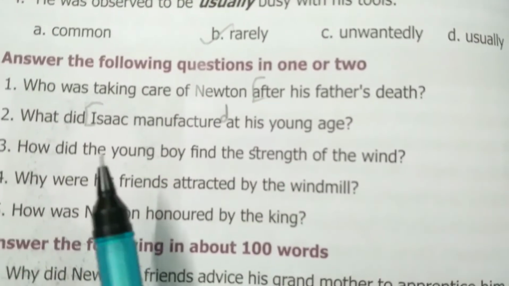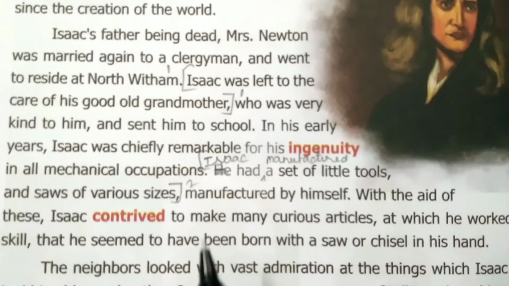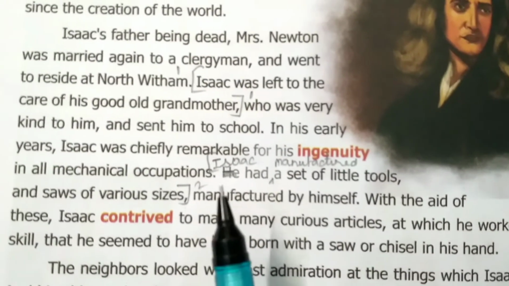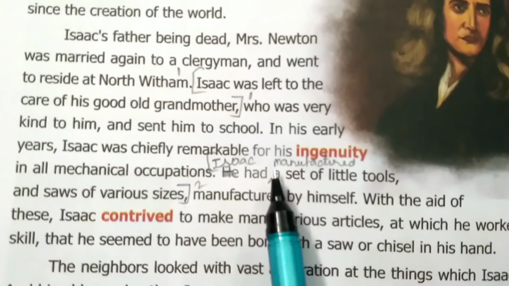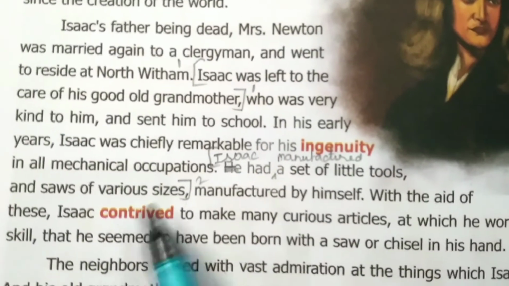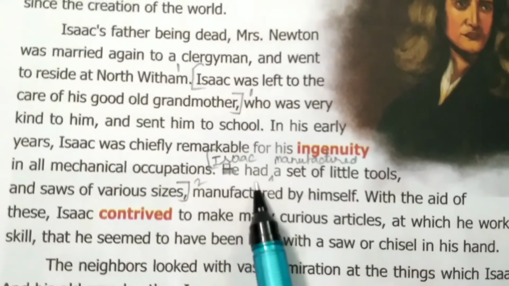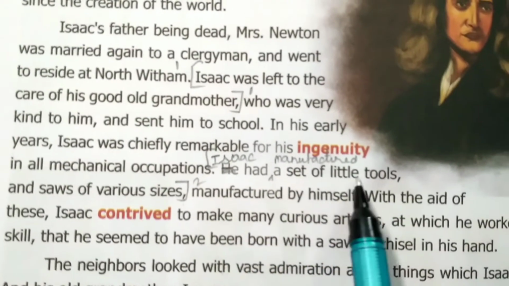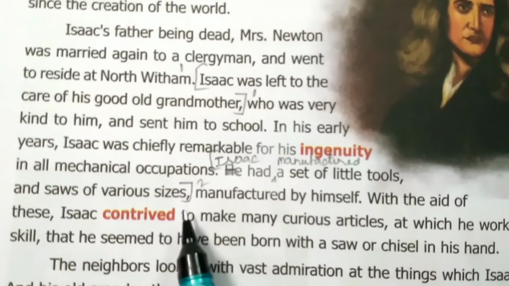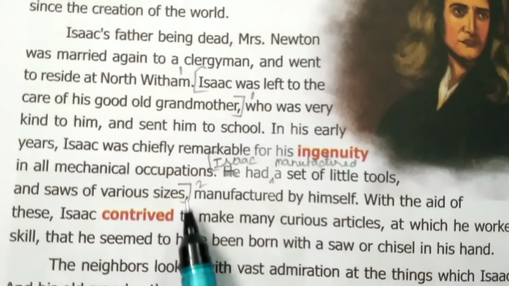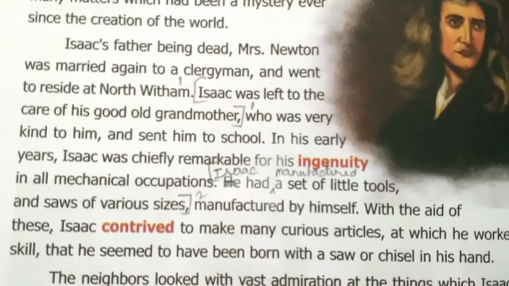Second one, what did Isaac manufacture at his young age? Page number 64. Here we make a correction and write 'Isaac had manufactured'. Make a note of it. So instead of 'he', you have to rectify it as 'Isaac had manufactured a set of little tools and saws of various sizes'. You only need to write this with the correction. This is the second answer.